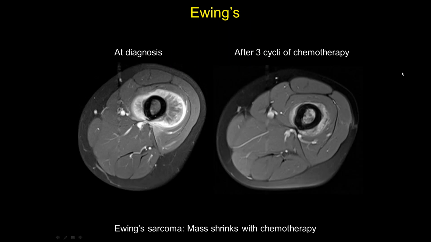On the other hand, we have Ewing sarcoma, and we have just seen that these are small blue cells. So at time of diagnosis, that's the image on the left, we can see that there is this soft tissue mass, whereas after 3 cycles of chemotherapy, we can easily see that there is a decreasing mass, so the mass shrinks with chemotherapy, and this is a patient that may benefit from further chemotherapy as it's clearly working.